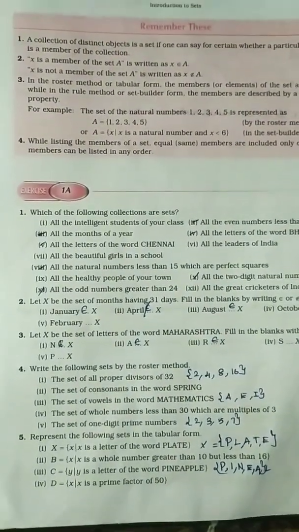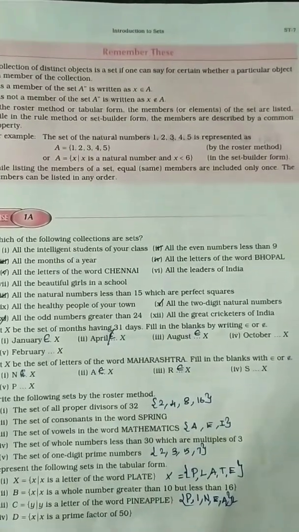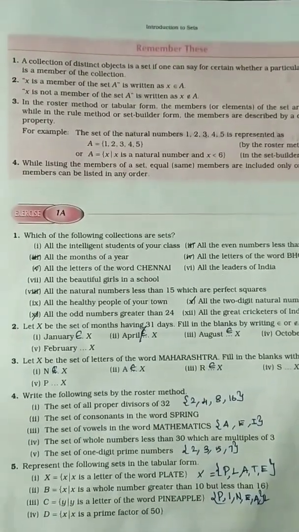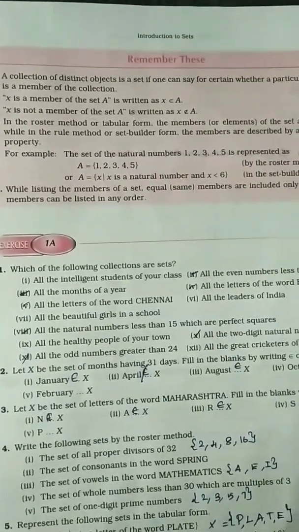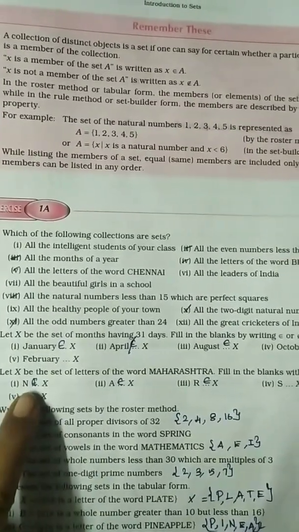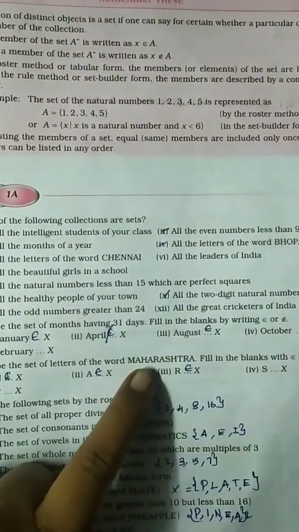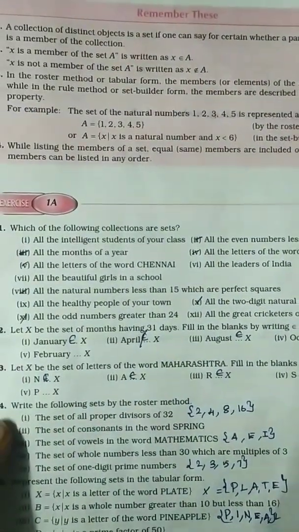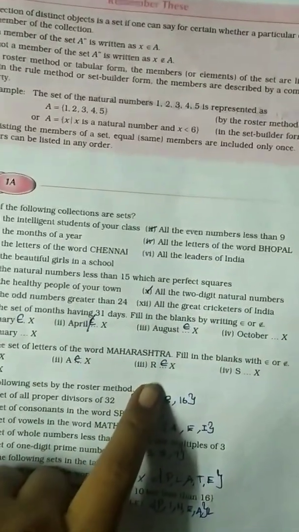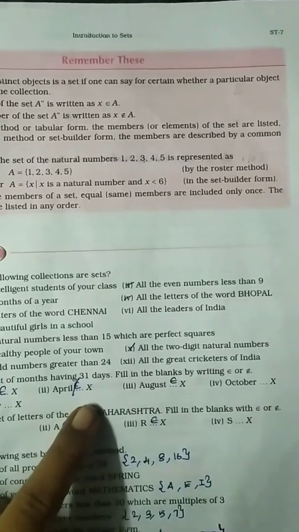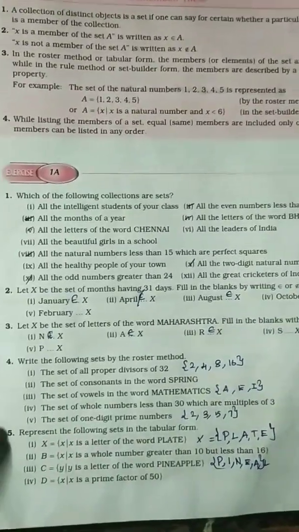Third question. Let X be the set of letters of the word Maharashtra. Fill in the blanks with belongs to or not belongs to. So X has the members of the word Maharashtra. Look at the first one, N. In Maharashtra you don't have the alphabet N. So you are going to say N doesn't belong to X. Third subdivision, R. In Maharashtra you have the alphabet R. So you can say R belongs to X.